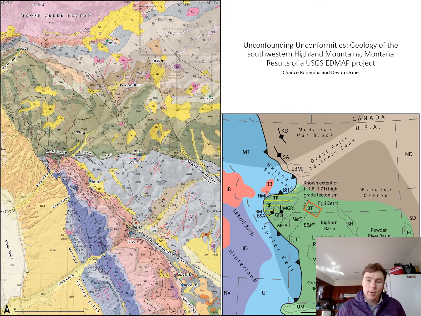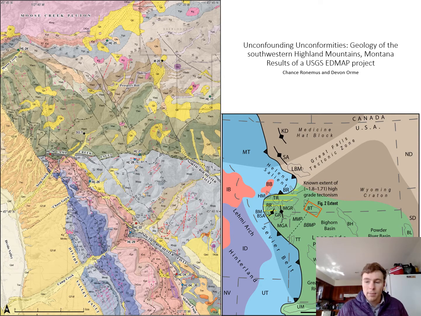Hello, and thank you for coming to my presentation entitled Unconfounding Unconformities, Geology of the Southwest Highland Mountains, Montana. I'm Chance Ronimus, and I'll be describing the results of a USGS EdMap project focusing on 1:24,000 scale geologic mapping of the eastern Melrose and western Wickiup Creek 7.5-minute quadrangles located in southwest Montana.